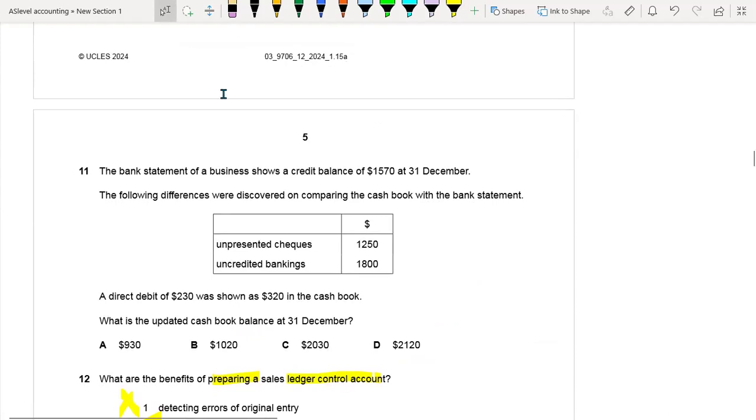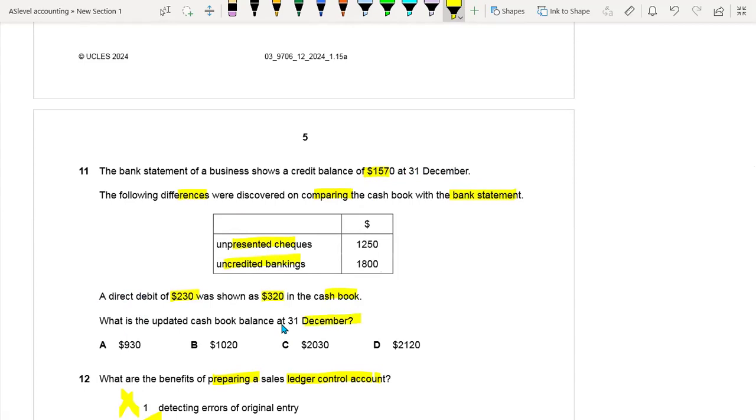And in question 11, the bank statement of a business shows a credit balance of 1570. It means it's the debit balance for us at 31st December. The following differences were discovered on comparing the cash book with the bank statement: unpresented cheques and uncredited bankings, 1250 and 1800. A direct debit of 230 was shown as 320 in the cash book. So this is what basically happened in the cash book. So what is the updated cash book balance at 31st December?